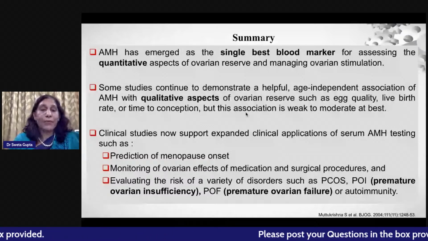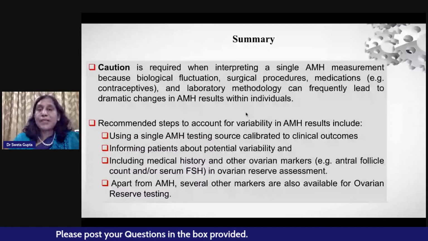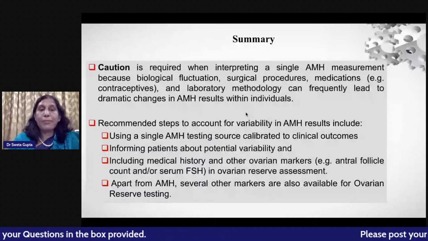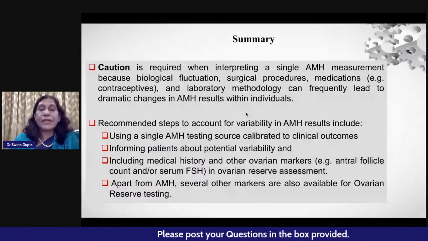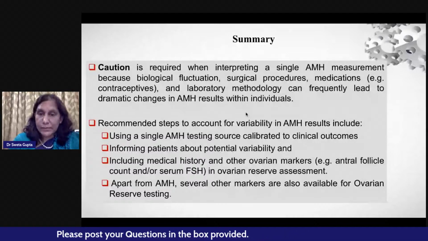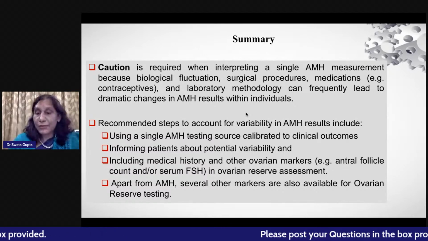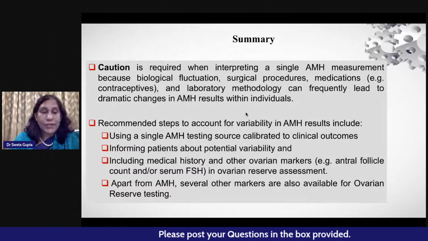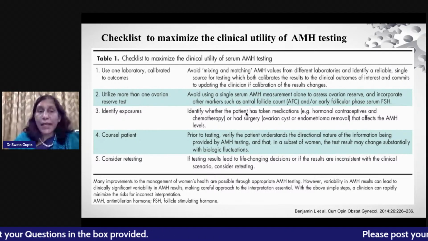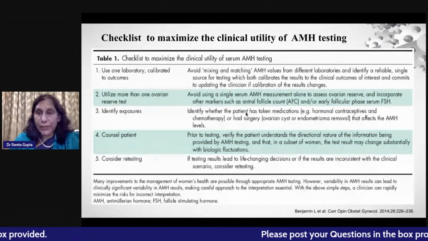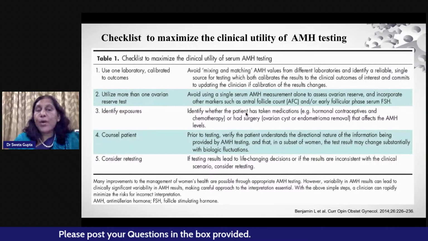Caution is required when we are interpreting a single AMH measurement because biological fluctuation, surgical procedures, medication, for example contraceptives, and lab methodology can frequently lead to dramatic changes in AMH results within individuals. So, some steps are recommended to account for variability in AMH results. And if we look into this beautiful chart or checklist, which can help all of us to maximize the clinical utility of AMH testing, the first is use one lab calibrated to outcomes.